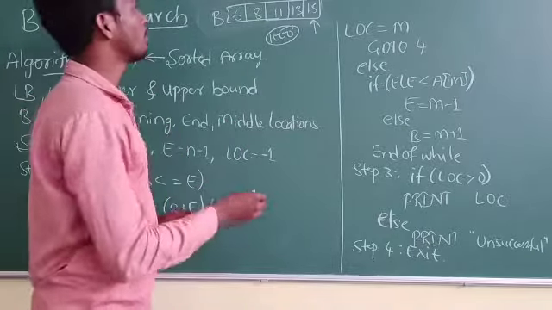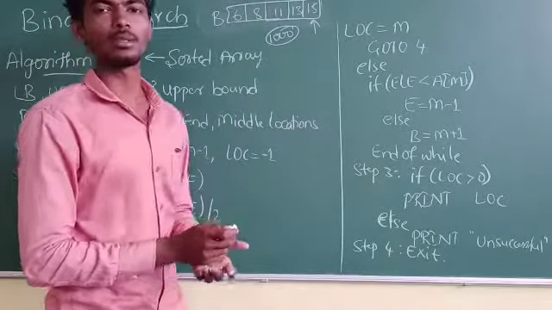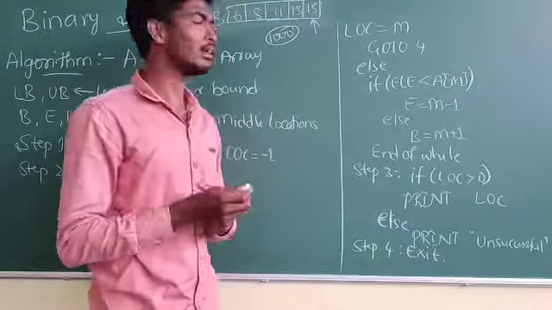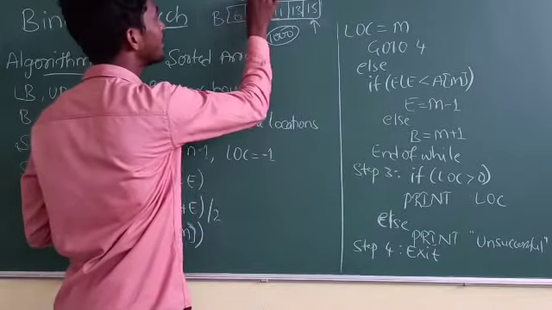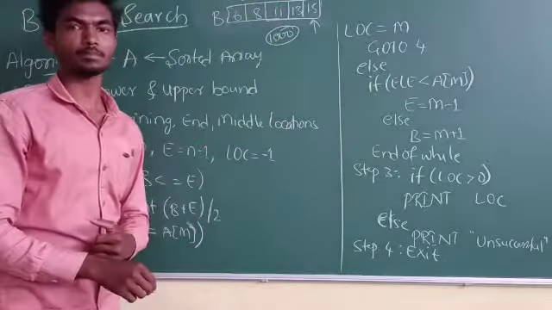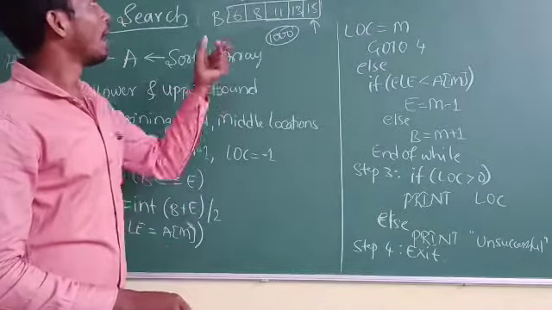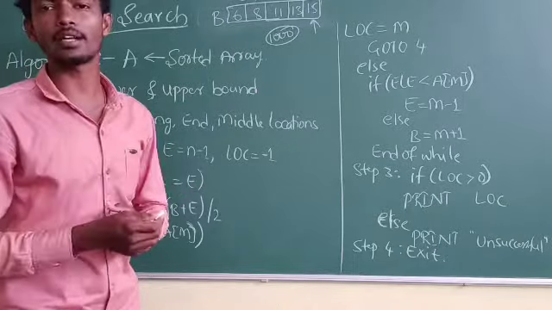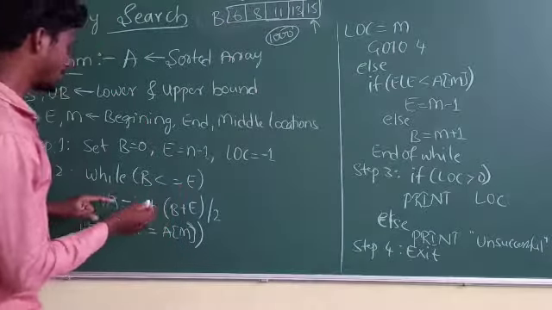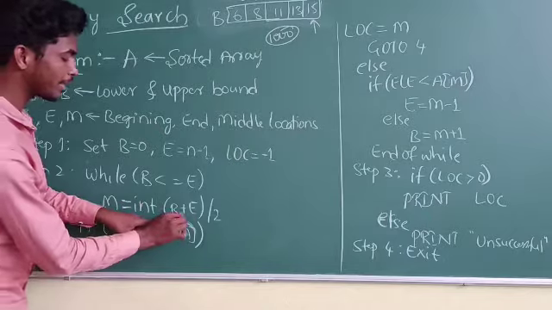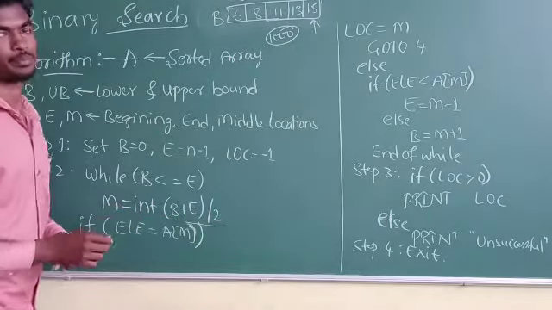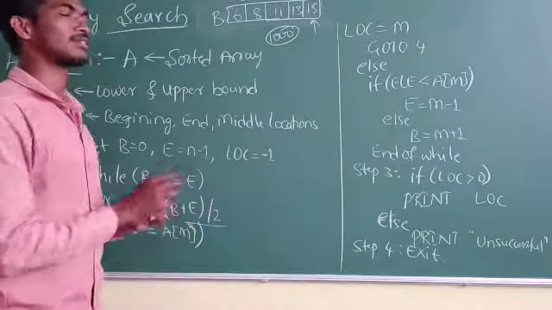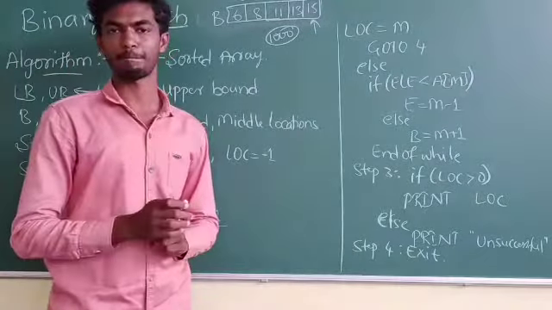Binary search works on the middle. What is the middle? For this method, we consider the beginning as B and the ending as E, and using them we calculate the middle as m equal to beginning plus ending divided by 2.